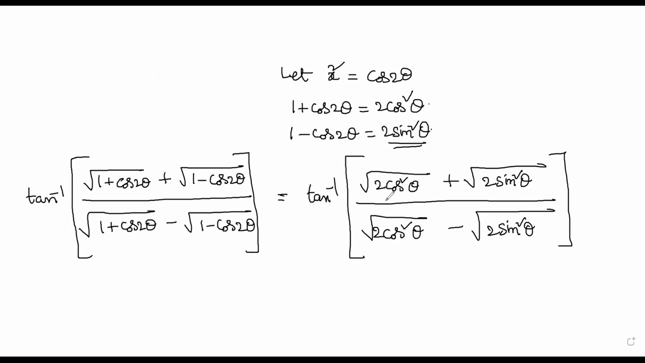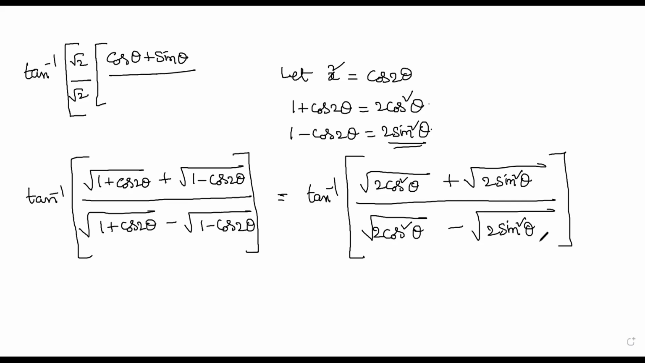So what is here, root 2 comes all over, so I will take the tan inverse. Root 2 is common in the numerator and root 2 is common in the denominator, so we'll take it off. On the top I have cos theta plus sin theta, whole divided by, in the denominator, cos theta minus sin theta. And now the root 2 gets cancelled off.